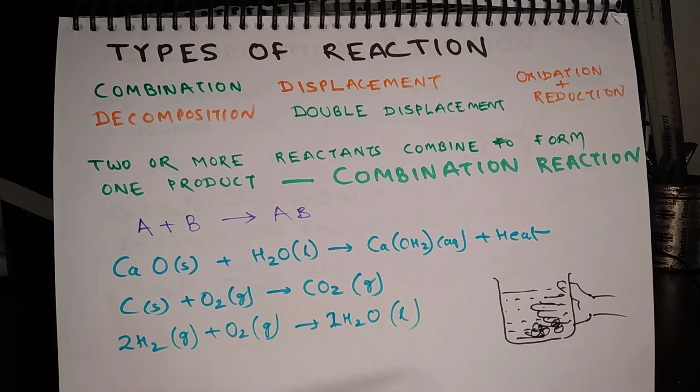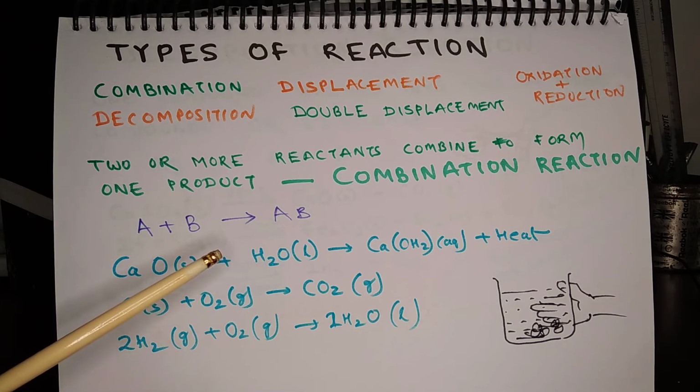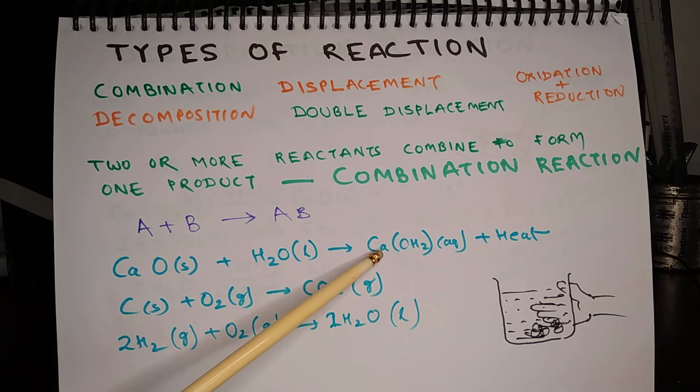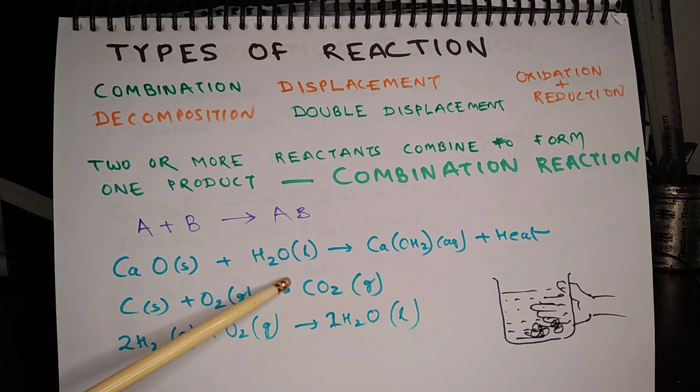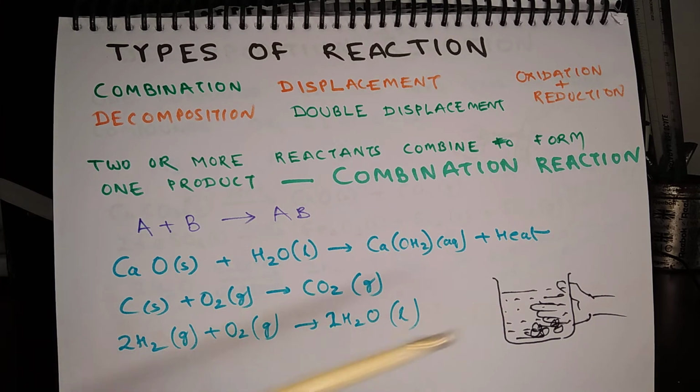Heat is being evolved. So this reaction can be written as CaO plus H2O is equal to Ca(OH)2 plus heat. So what happens? The calcium oxide, that is quicklime, is combining with water to give slaked lime, that is calcium hydroxide.